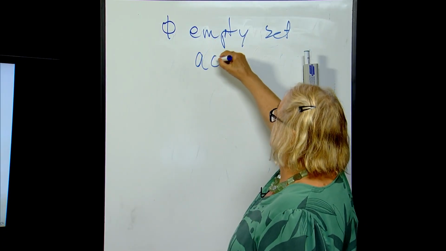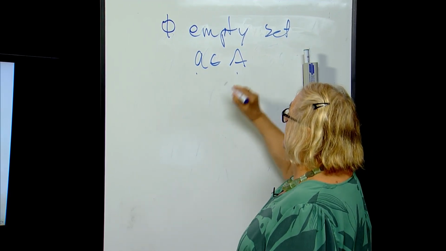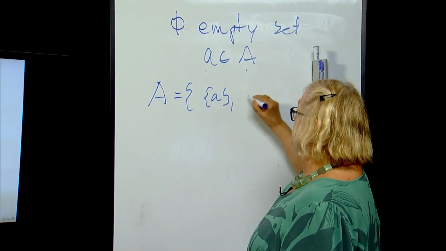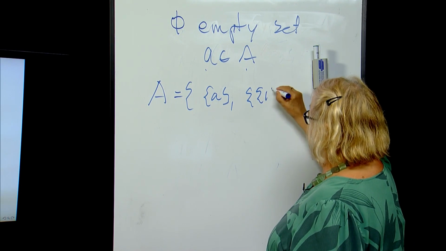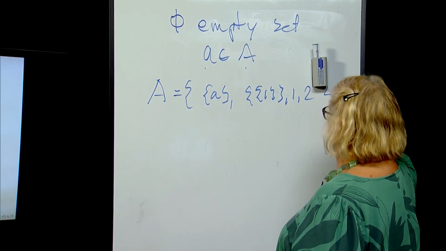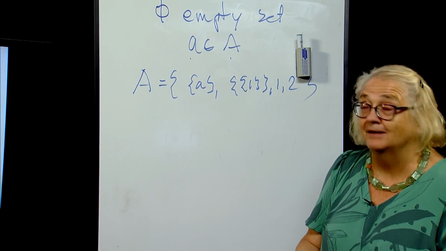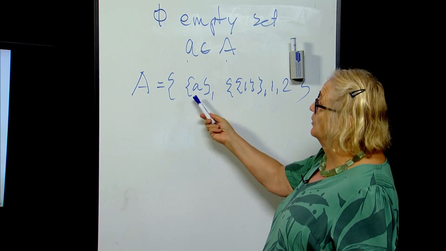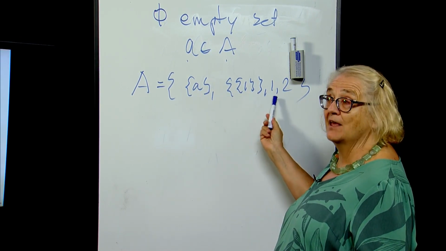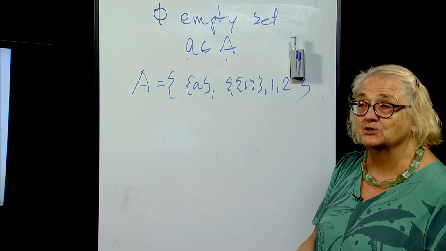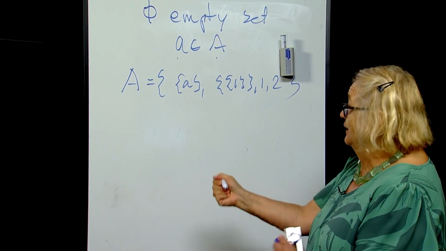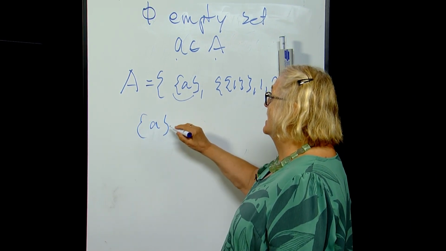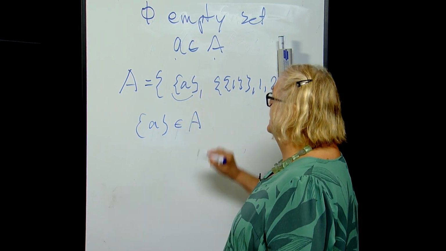And we write a is an element of A. And so, for example, let's take the set, so this is a set, and these are finite sets. So we define the set by listing the elements which are the elements of the set. So you have one element, the set which has the letter a as the only element, is an element of A.